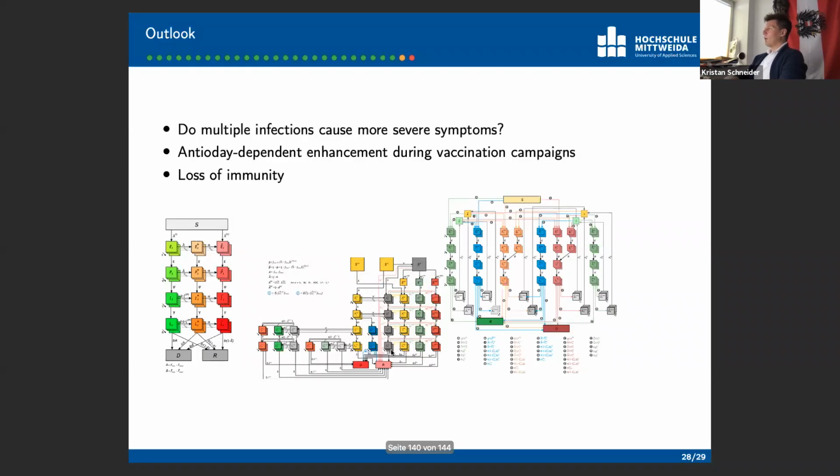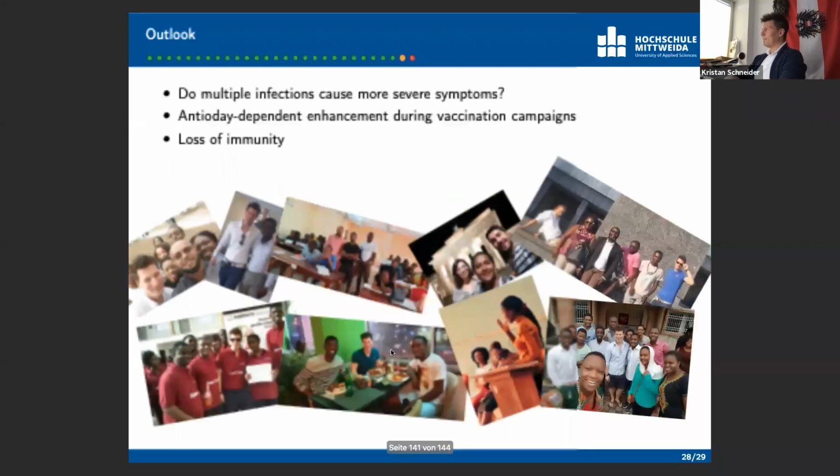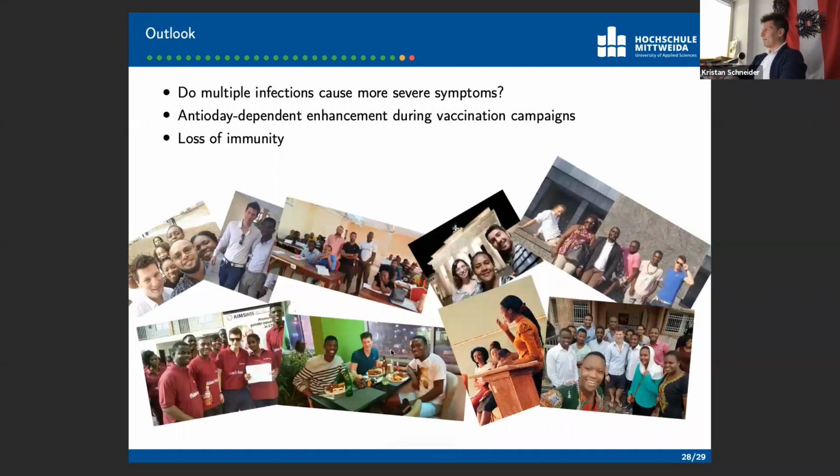Then we model what's actually happening with loss of immunity. We now know antibody levels are dropping for coronavirus, and you can get infected multiple times. So those are the questions that we are right now working on, a bit as an outline of what is still to come. A lot of people participate there from Africa.